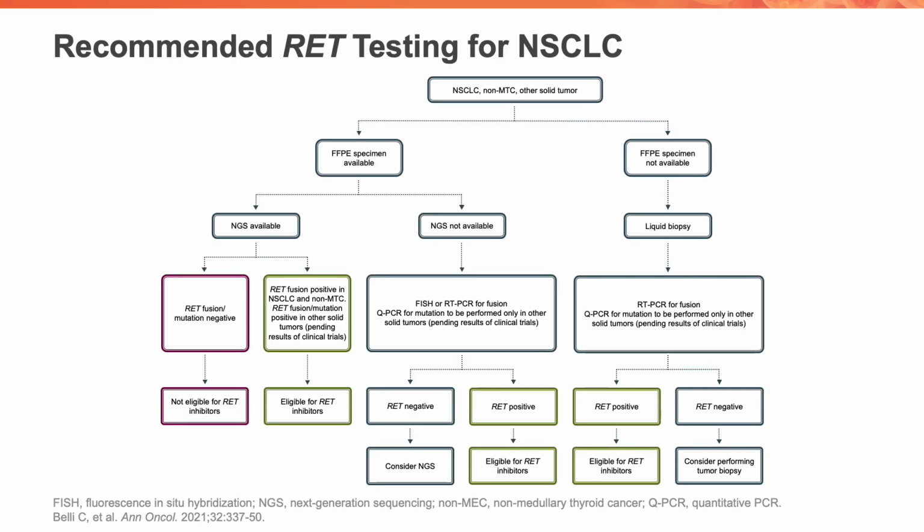This is just a set of ESMO guidelines that were released last year, just summarizing what I already walked through in terms of the various testing techniques. This is for non-small cell lung cancer, as well as other forms of thyroid cancer and other solid tumors, that basically if FFPE specimen is available and NGS is available within your institution, really the preferred technique would be to use next generation sequencing to detect RET fusions.